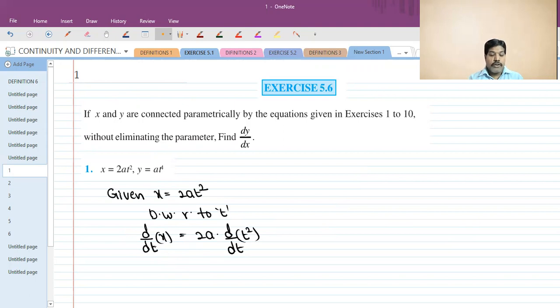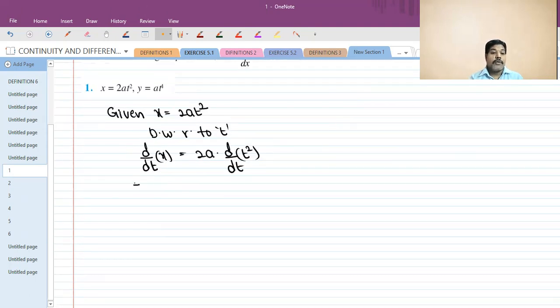So the derivative of x with respect to t is nothing but dx by dt. dx by dt is equal to 2a into the derivative of t square with respect to t. The derivative of x square is 2x with respect to x, so here the derivative of t square with respect to t will become 2t only. So dx by dt is equal to 4at. So this is the dx by dt value.